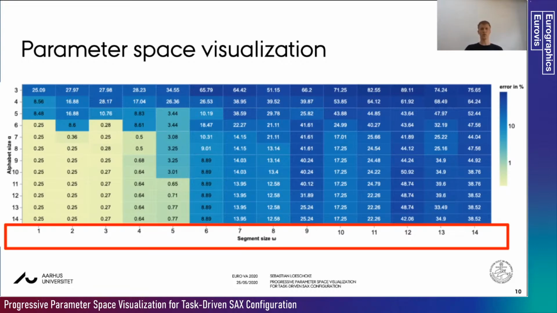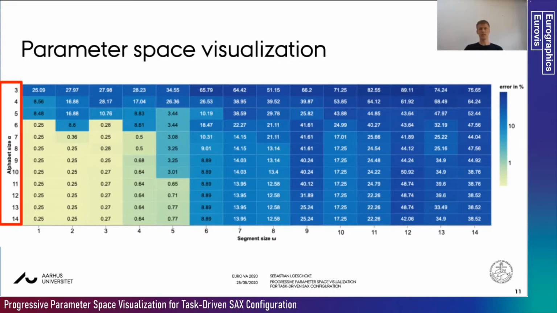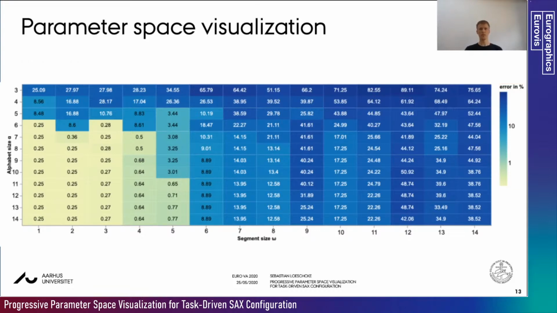Each column of the matrix represents the PAA segment size, omega. Here we utilize the value range from 1 to 14, and each row represents the SAX alphabet size, alpha. Here we utilize the value range from 3 to 14. Each cell in the matrix also shows the error measure on a continuous color scale, where the smallest difference and thus the highest quality maps to the brightest color, and the biggest difference and thus the worst quality maps to the darkest color. Generating the matrix for all parameter combinations and for the full datasets requires an extensive computational effort that is not achievable in a reasonable time.